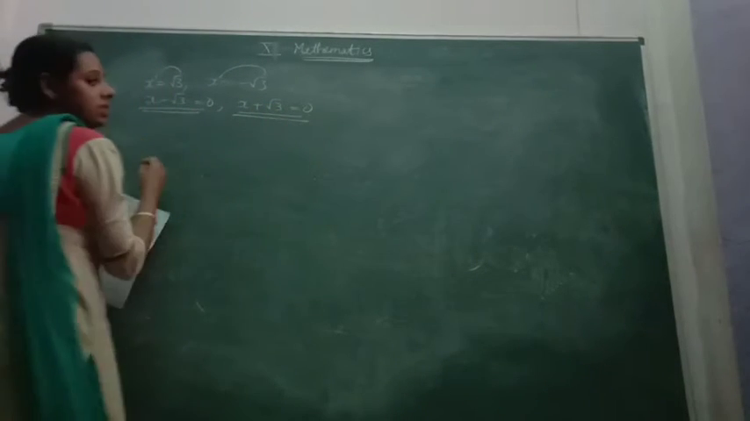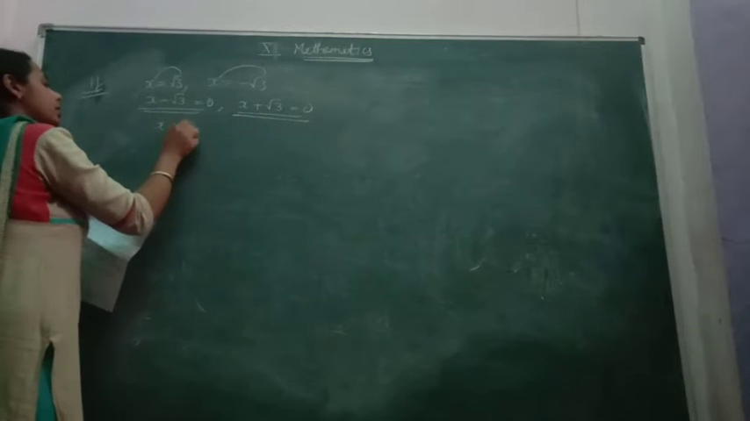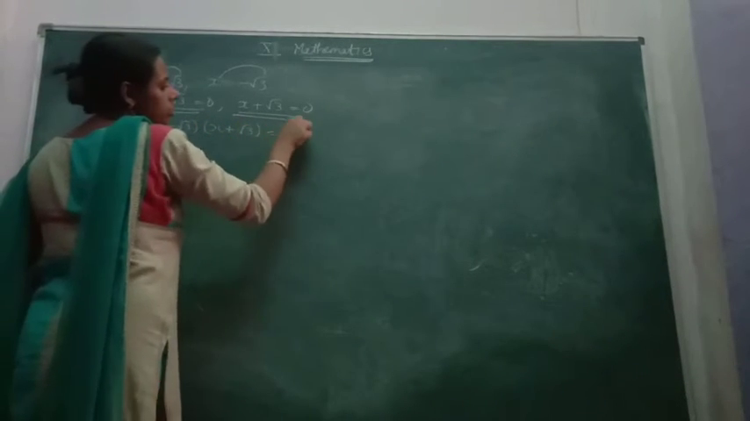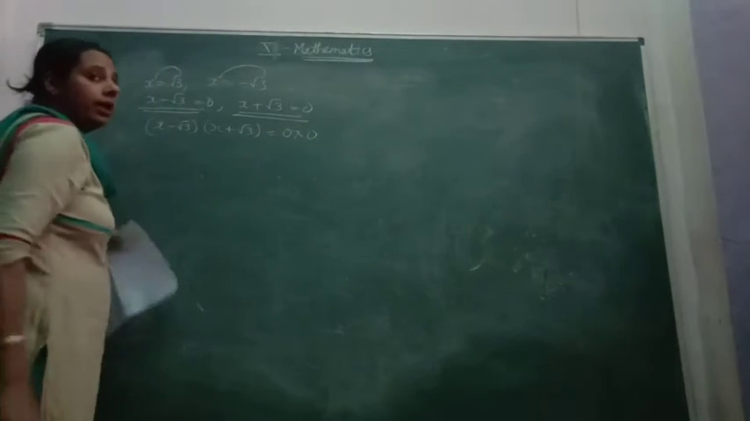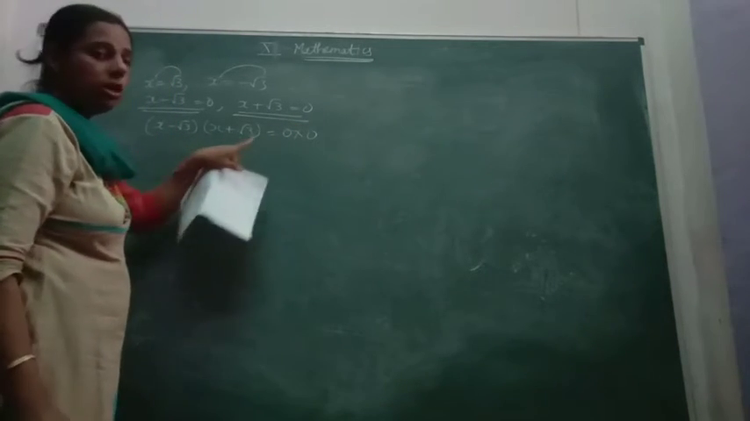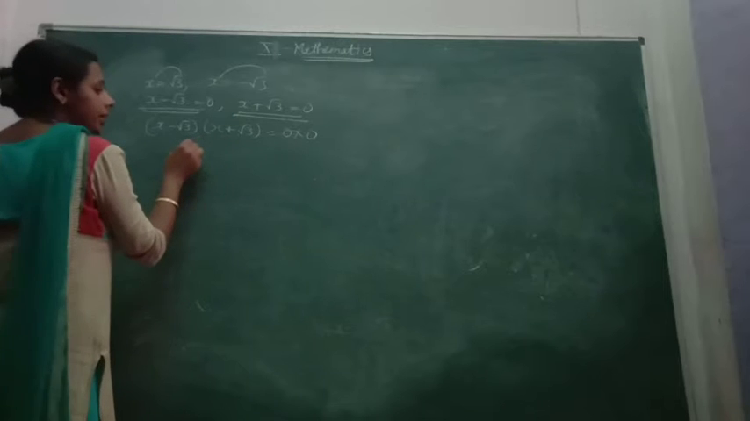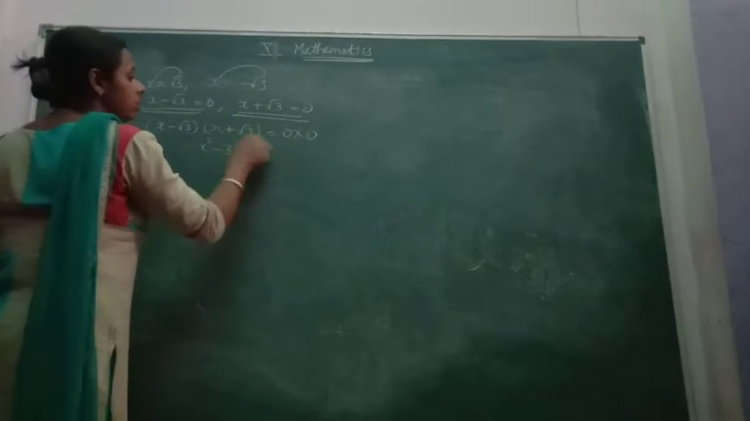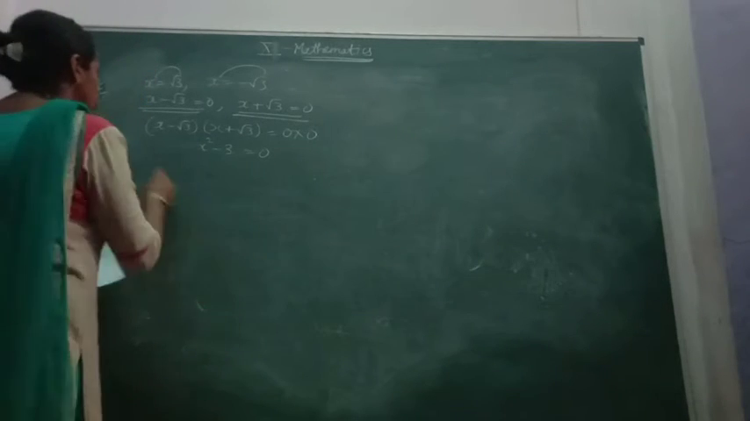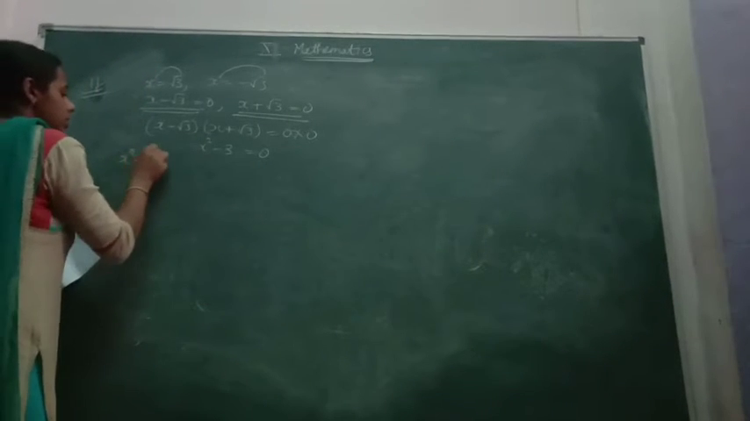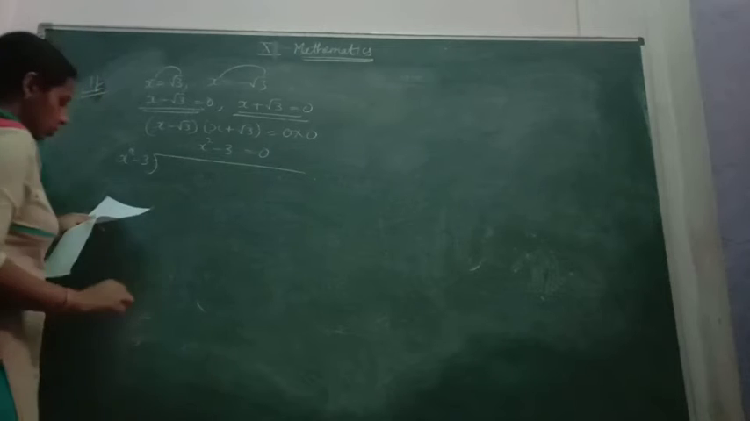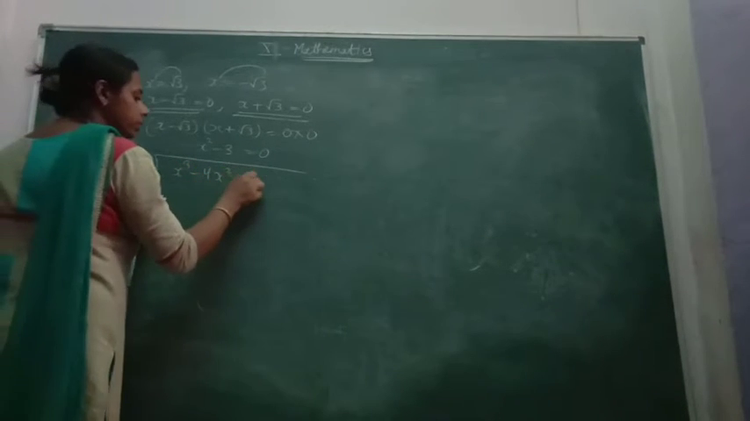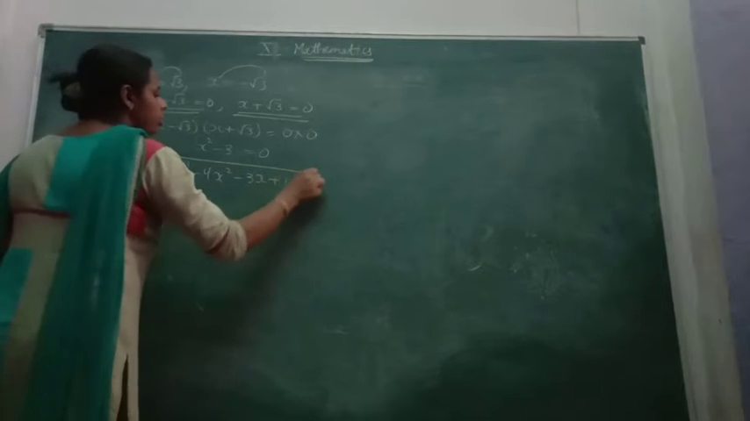On multiplying these two, you will have (x minus root 3)(x plus root 3) equal to 0 into 0. Again apply the identity (a minus b)(a plus b), you will have the identity a square minus b square. It will be x square minus 3 equal to 0. On dividing this polynomial into our cubic polynomial, you will have the third factor of this cubic polynomial.